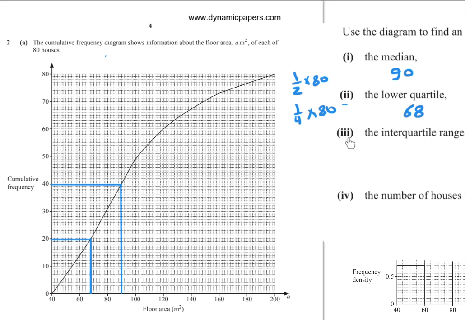Part iii, the interquartile range. To find the interquartile range, you need to find the upper and lower quartiles, then subtract. We have the lower, so we need to find the upper. To find the order for the upper, 3 over 4 times 80 equals 60. Now start from 60 till you reach the curve, then go down. So 120. So the interquartile range is 120 minus 68 equals 52.